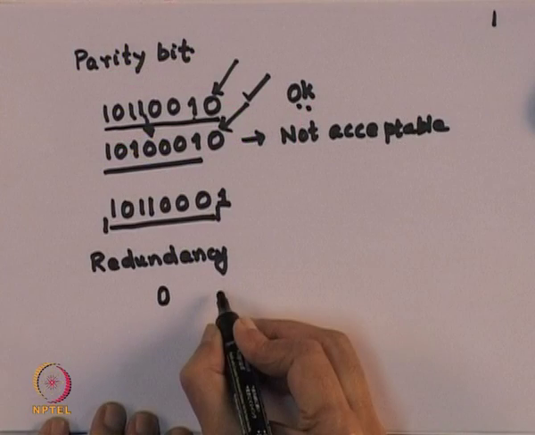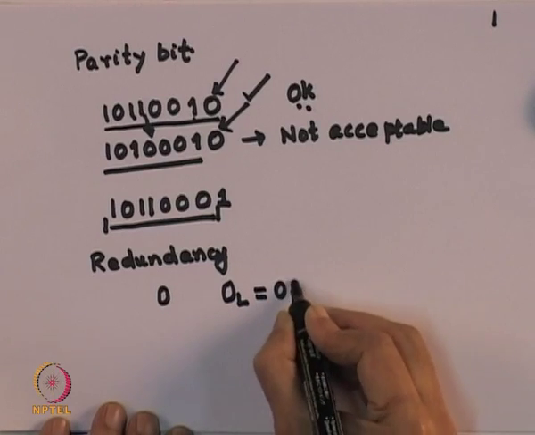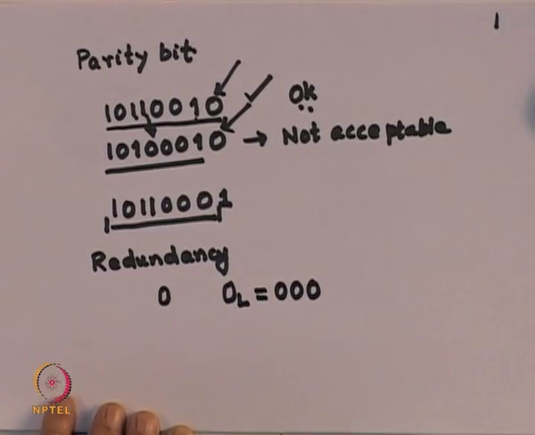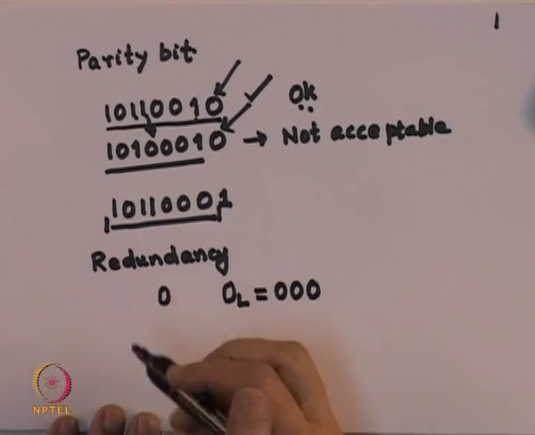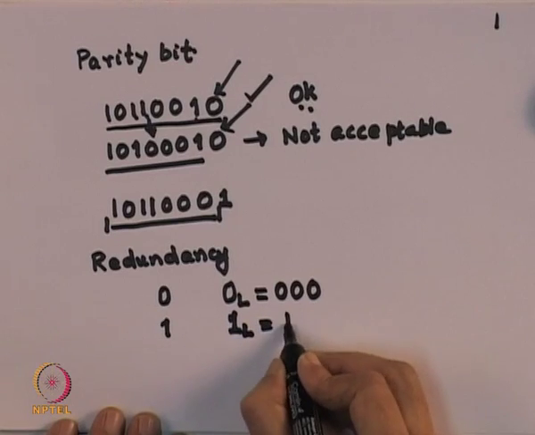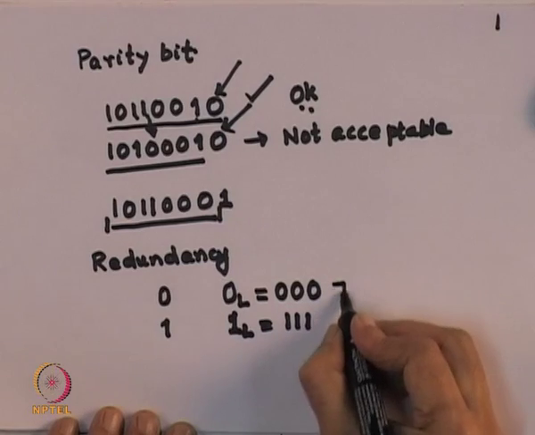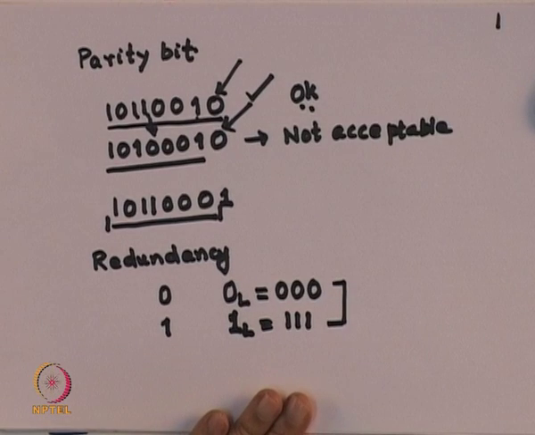In that case, instead of 0, I will send what I will call a logical 0, which is defined to be equal to 0, 0, 0. Likewise, in place of 1 I will send the logical 1, which will be 1, 1, 1. Now in such a situation, when the communication is received, the system can automatically check, by monitoring every group of 3 bits, whether they happen to be identical.